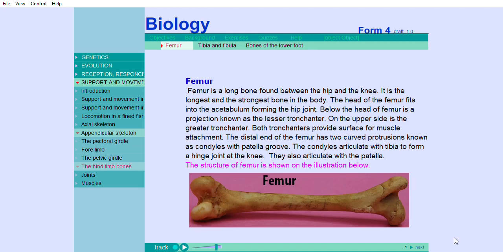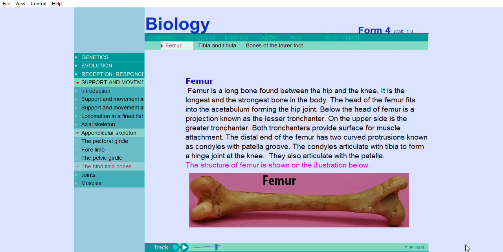The head of the femur fits into the acetabulum, forming the hip joint. Below the head of femur is a projection known as the lesser trochanter. On the upper side is the greater trochanter. Both trochanters provide surface area for muscle attachment.